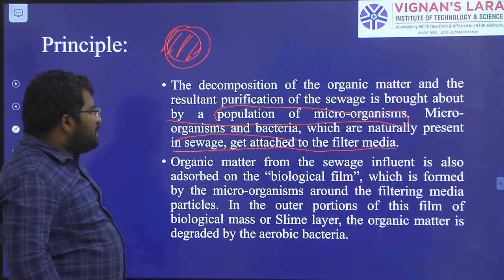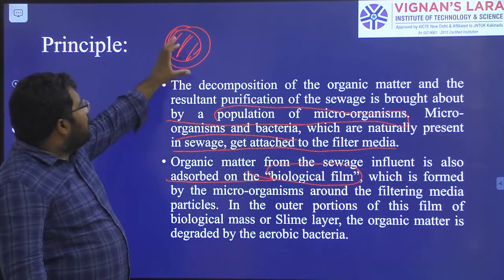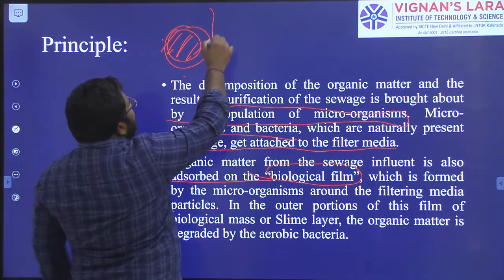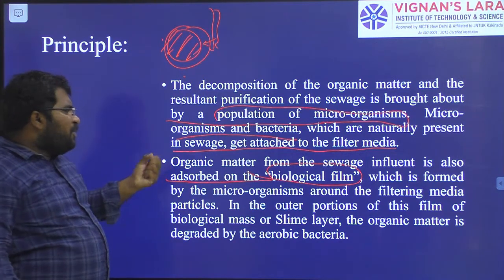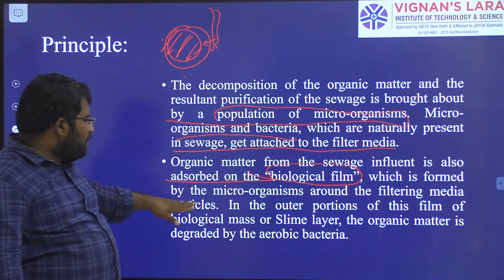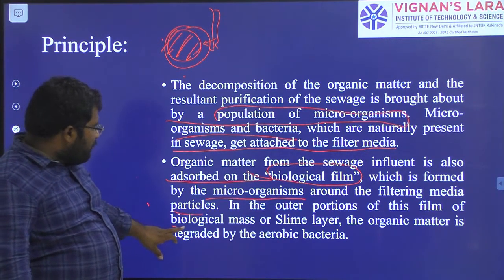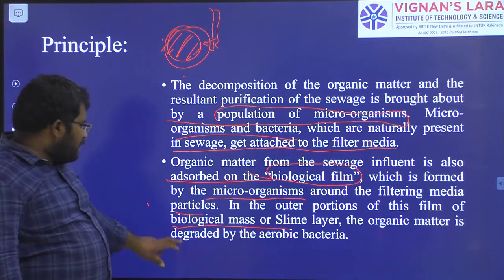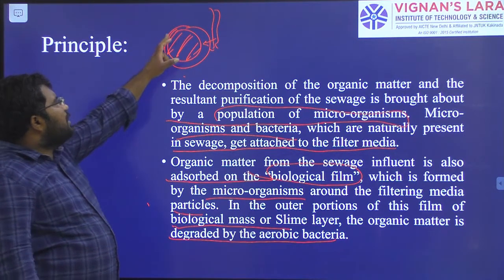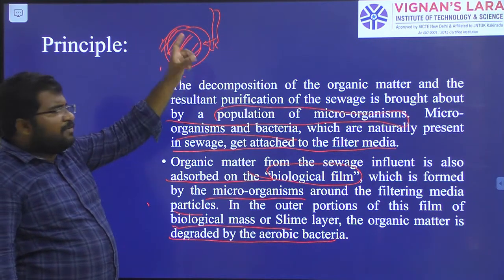Next, organic matter from the sewage influent is also absorbed on the biological film, right? Whatever microorganism layer is there, that is called the biological film. So the organic matter which comes along with the wastewater is going to be absorbed into the biofilm, which is formed by the microorganisms around the filter media particles. In the outer portions of this film of biological mass or slime layer, the organic matter is also degraded by the aerobic bacteria. The bacteria in this slime layer are going to absorb the food material from the wastewater.